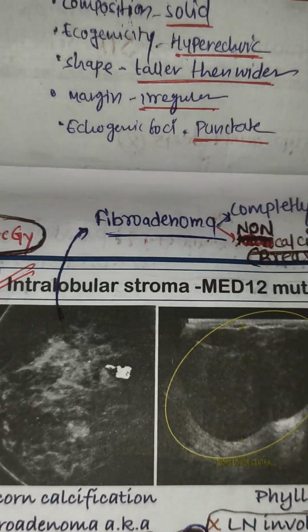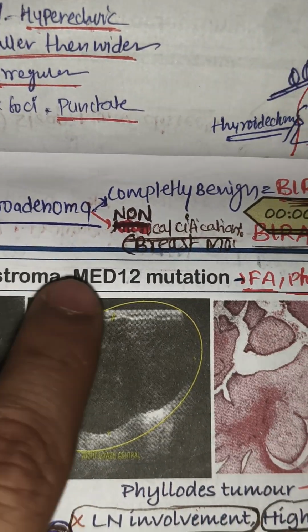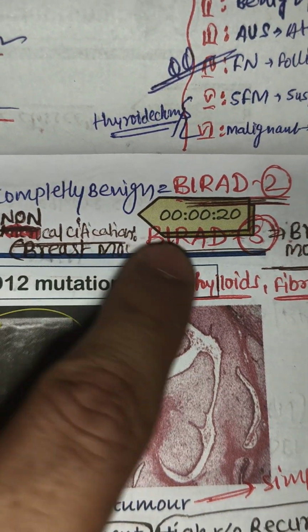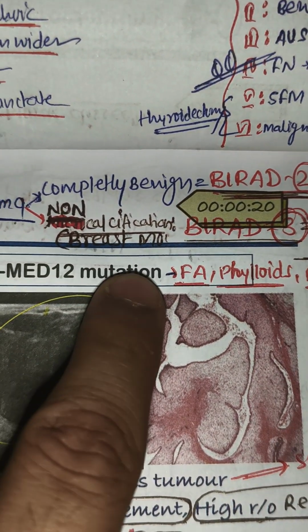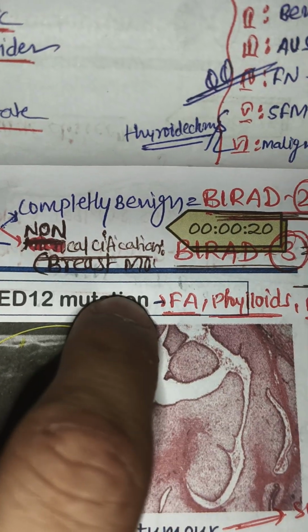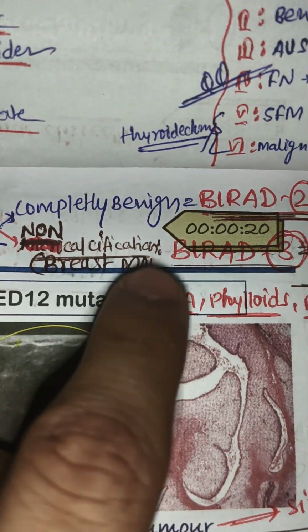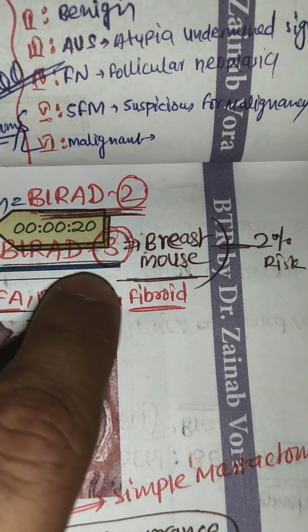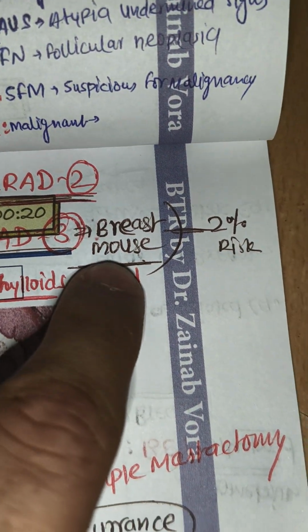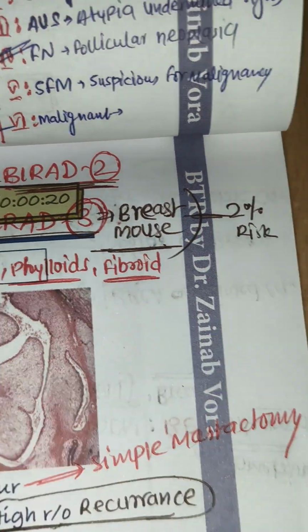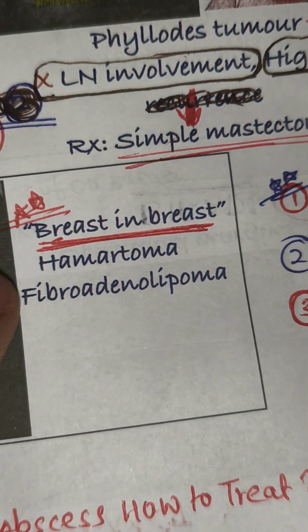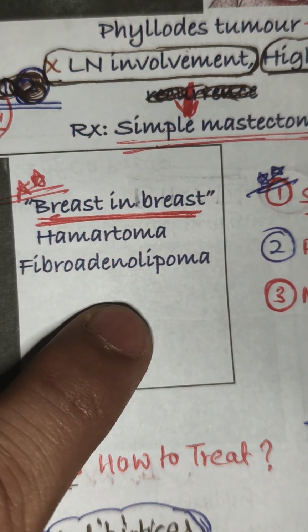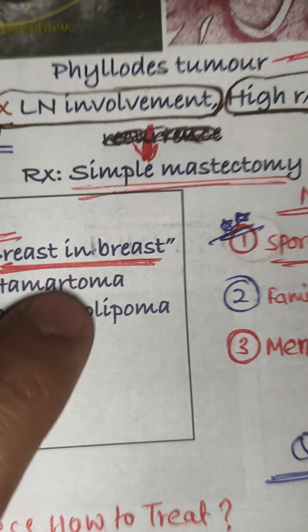Here we can see two more important things. In fibroadenoma, if they are saying completely benign, then we give BI-RADS score 2, and if non-calcified, or breast mouse, then we give BI-RADS 3. It's a 2% risk. And also now we can see the breast mass seen in hamartoma or fibroadenolipoma. This is very important.